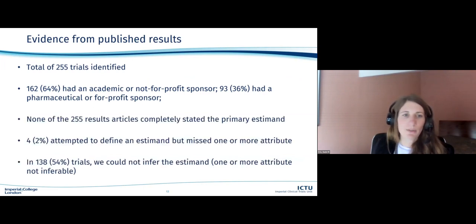Now, overall, we found that none of the 255 articles completely stated the precise primary Estimand, but we did find that 4 attempted to define an Estimand, which was encouraging to see a small trickle of Estimands coming through. But unfortunately, these 4 missed 1 or more of the 5 aspects. So similar to the protocol review, most concerningly, for a large number of trials, we couldn't even infer the Estimand. That was in 54% of trials, 1 or more of the Estimand attributes wasn't inferable. So we couldn't tell precisely what question the trial had actually addressed from the methods alone.